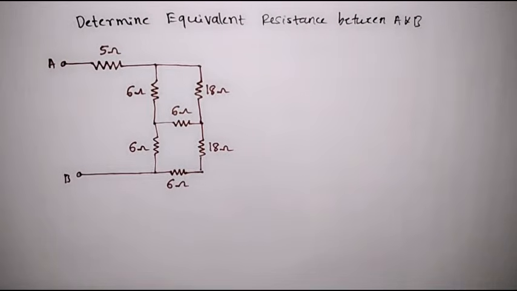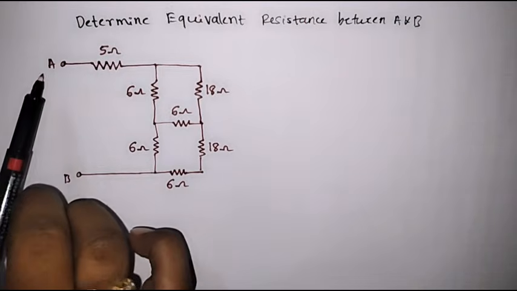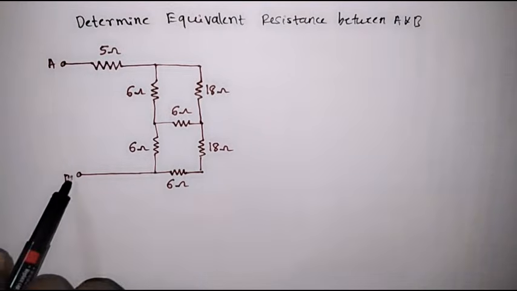Let's take one example on star delta transformation and find the equivalent resistance between terminal A and B. This is the given circuit. We are supposed to calculate the equivalent resistance between terminal A and terminal B.